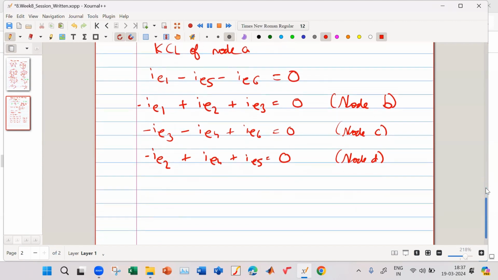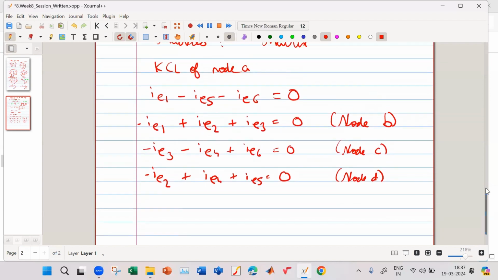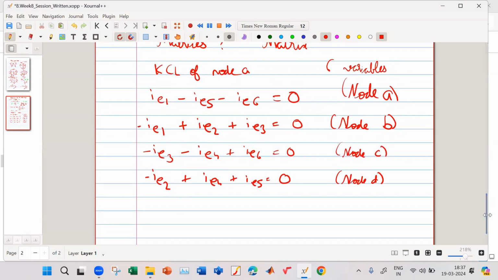If you write the matrix, how will you write it for these? How many equations are there first of all? 4 equations. And how many variables are there? 6 variables. Okay. So there are 6 variables. All right. So now, how will you write it in matrix form?